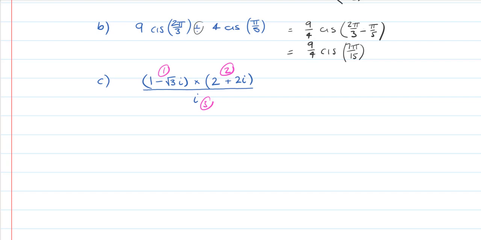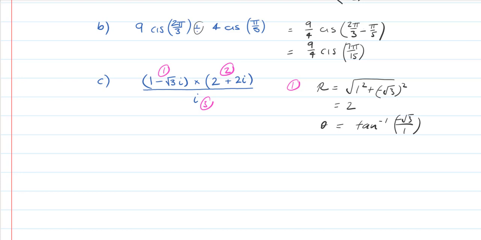So we'll start with 1, and 1 has an r value equal to the square root of 1 squared plus negative root 3 squared, and that's equal to 2, and a theta value of tan inverse of negative root 3 over 1.